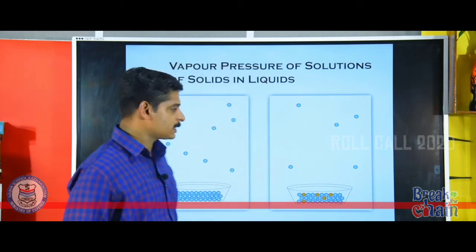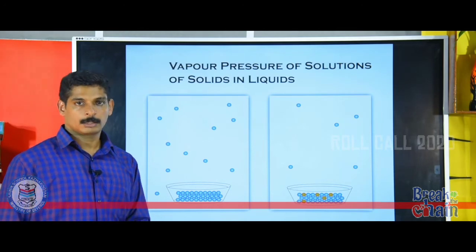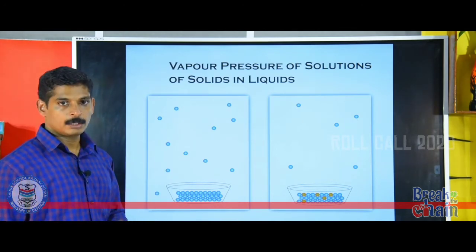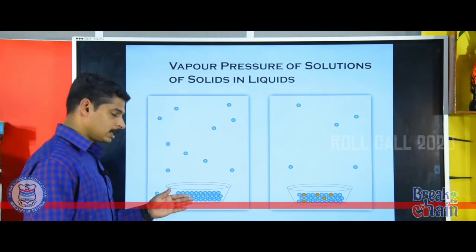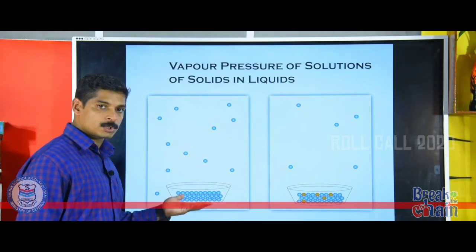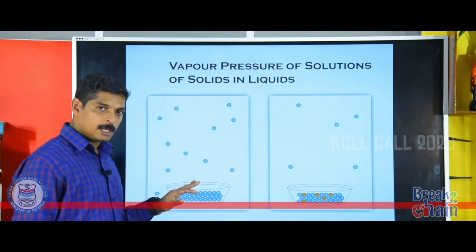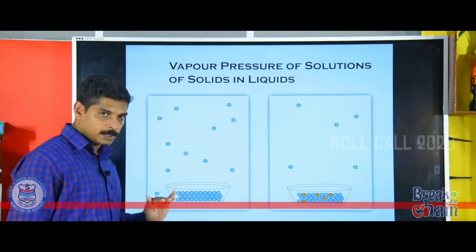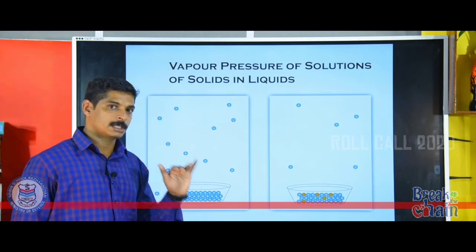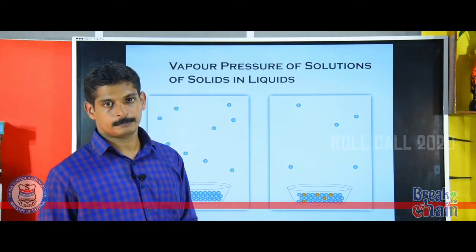You can look at this figure. Here I took some liquid in a container and kept it in a closed environment. Now you know what happens. This liquid starts to evaporate and it starts collecting above the surface of the liquid, and if you keep the temperature at a constant level, the vapors which collect above the liquid will exert pressure. That is what we call the vapor pressure of that liquid.